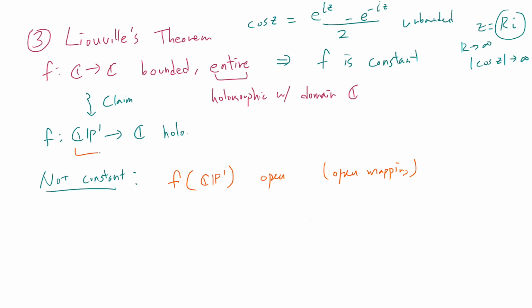And because CP1 is compact and f is continuous, we know f of CP1 needs to be compact. And because CP1 is connected, we know f of CP1 also needs to be connected. But now think about what needs to be true. We have an open, closed, connected subset of C, and C itself is connected. So this must be the entire C. This is certainly non-empty as well. But C is not compact, so you already get a contradiction here.